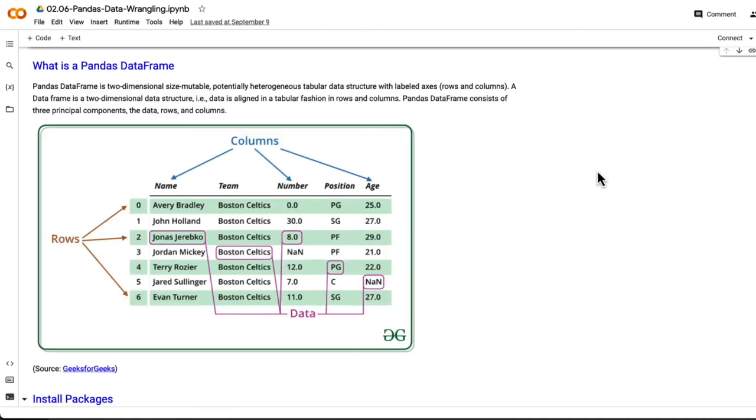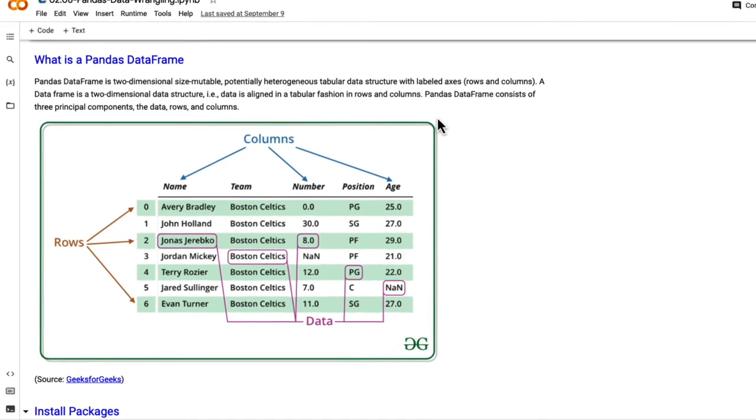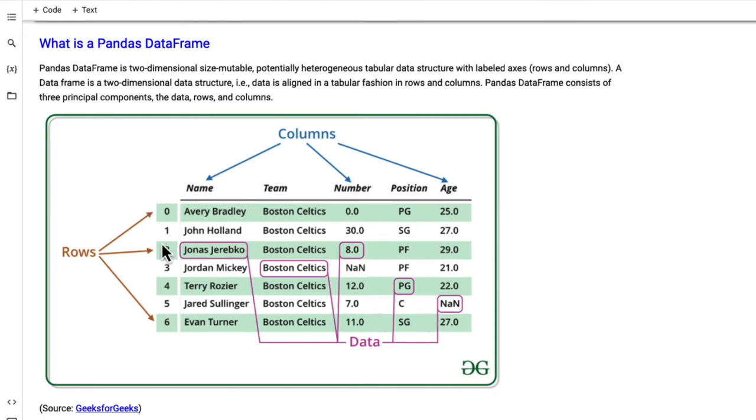What is a Pandas DataFrame? A Pandas DataFrame is a two-dimensional, size-mutable, potentially heterogeneous tabular data structure with labeled axes, rows, and columns. Put simply, it looks like a CSV or Excel file. If we look here at this image, we have rows and then we have columns. In this example, we're looking at players from the Boston Celtics, a basketball team.